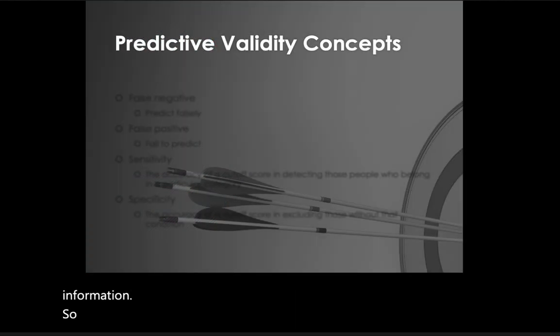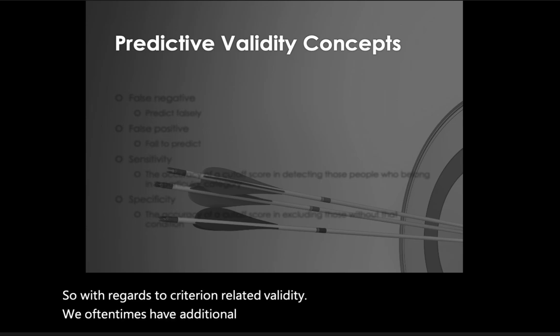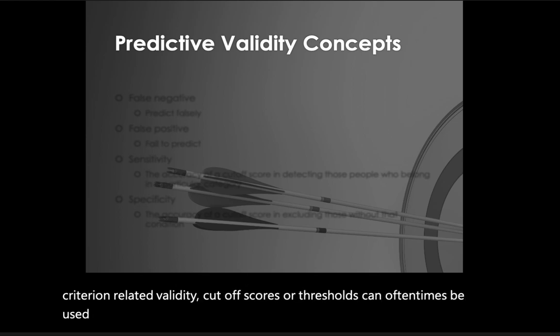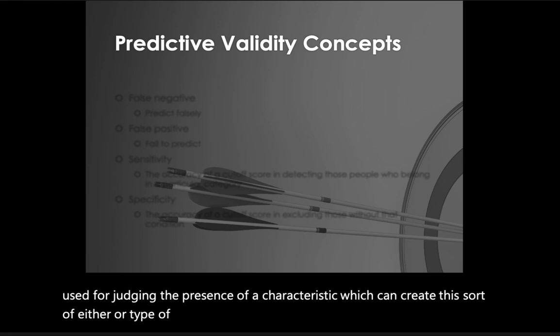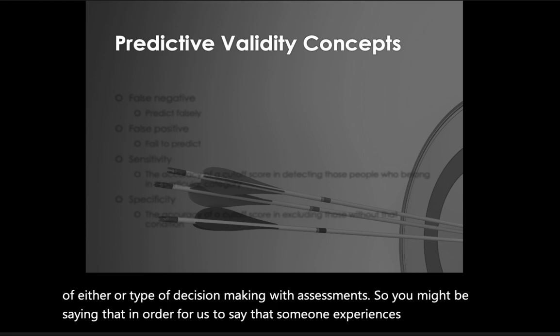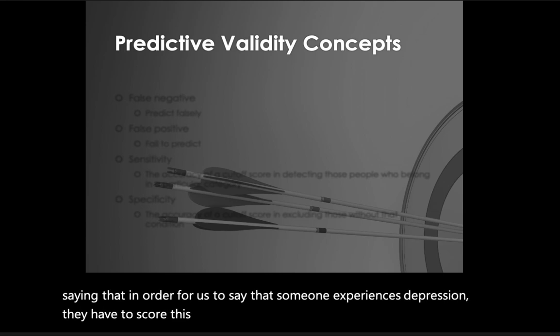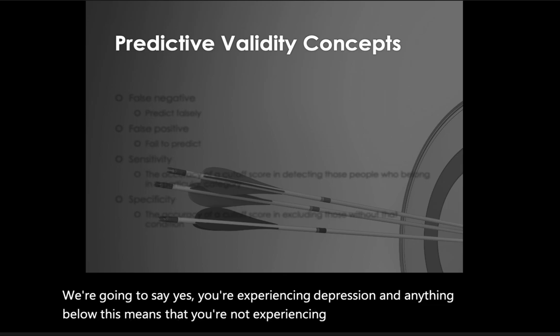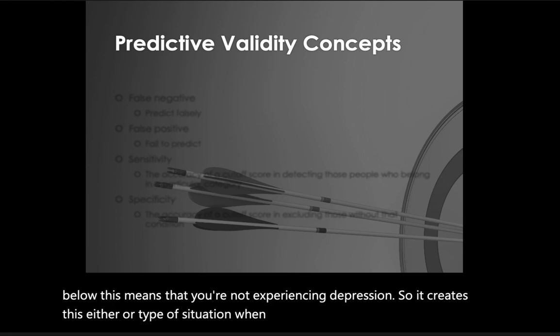So, with regards to criterion-related validity, we oftentimes have additional concepts that come into play. Within criterion-related validity, cutoff scores or thresholds can oftentimes be used for judging the presence of a characteristic, which can create this sort of either-or type of decision making with assessments. So you might be saying that in order for us to say that someone experiences depression, they have to score this high on an assessment. Anything above this means yes, you're experiencing depression, and anything below this means that you're not. So it creates this either-or type of situation when we have these cutoff scores.